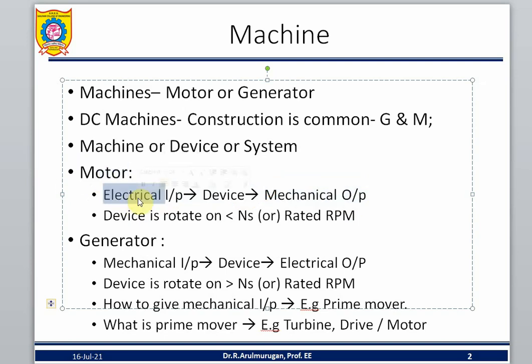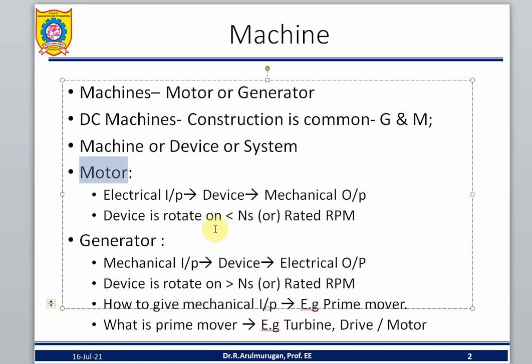If the input is AC, it is an AC motor. If the input is DC, it is a DC motor. Generator is just the opposite: mechanical input, electrical output. AC electrical output is an AC generator, DC electrical output is a DC generator. Generally only AC generators are designed, then a commutator is used to convert AC to DC. The commutator is a rectifier.